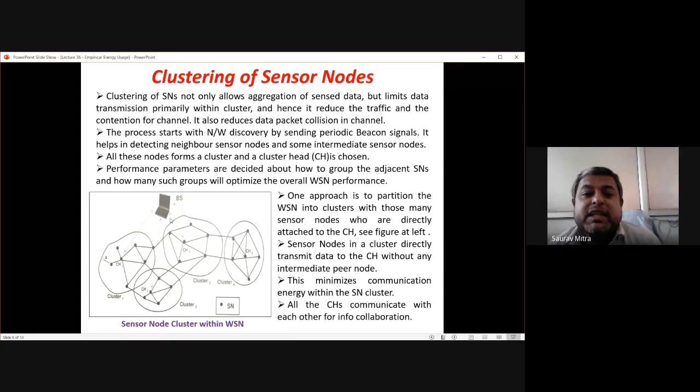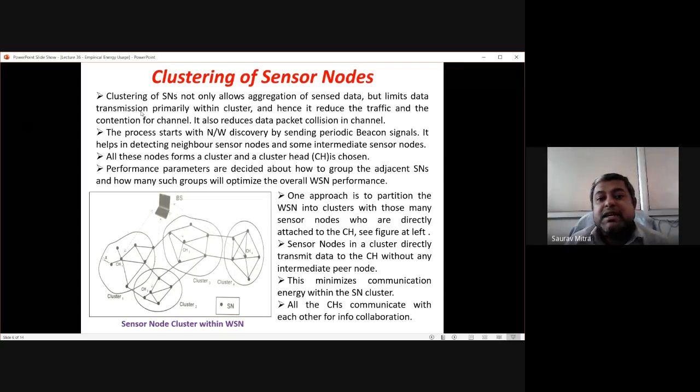So the process starts with network discovery. First line: clustering of sensor nodes not only allows aggregation of sensed data, but limits the data transmission primarily within clusters, and hence it reduces the traffic and contention for the channel. It also reduces data packet collision in the channel. Mind it, all these five nodes will be sending the data to the cluster head only. These five nodes are not going to send the data directly to the base station or to the other clusters. That is not allowed. That is prohibited.